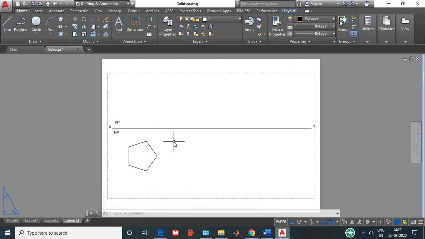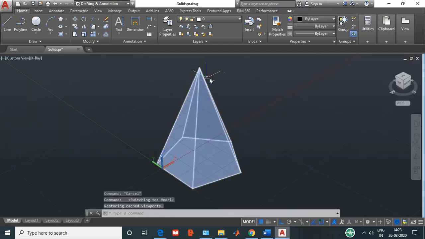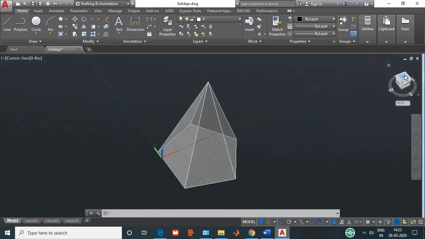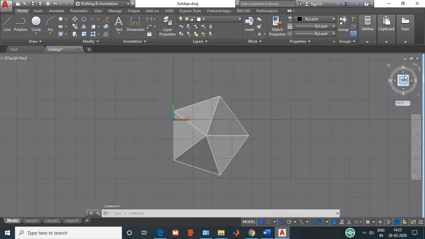Now the point you need to observe here is: is this all I can see from the top view of a pyramid, or is something else missing? To clarify that, let me go to this 3D model. You can see this is the isometric view. If I go to the top view of the pyramid, look here, this is the top view.